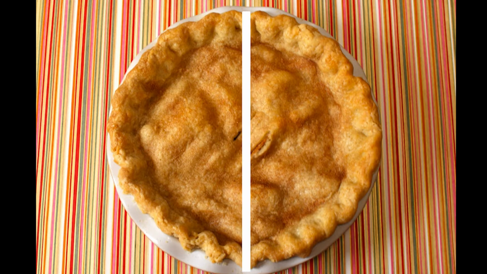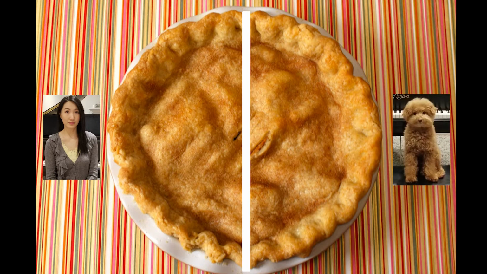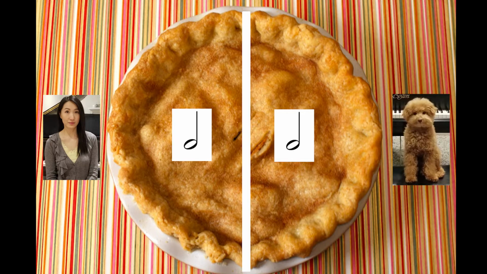So we cut the pie equally in half and it becomes 2 half slices. One for me and one for you, Mukmuk. Now think of each half pie as a half note. A whole note has 2 half notes.